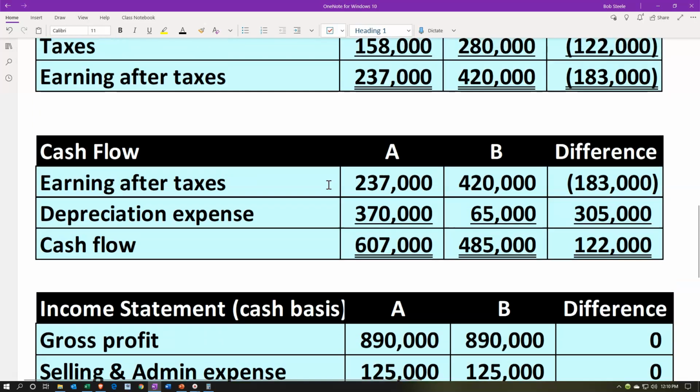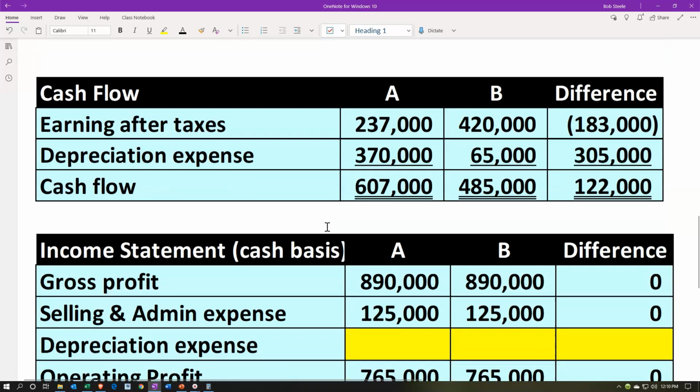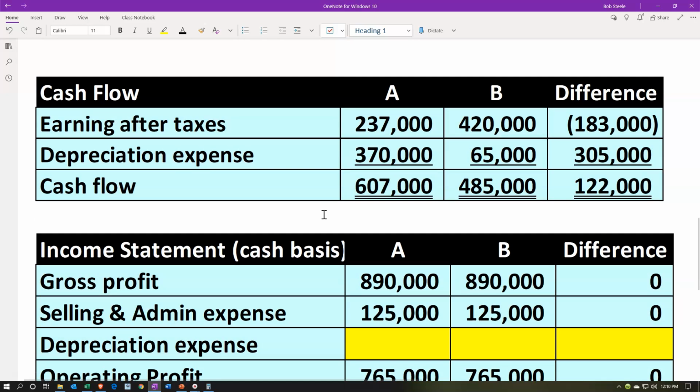For that reason, most people, and companies, will focus in on the indirect method, doing this reconciliation type of process when thinking about the statement of cash flow. So that's what we would focus in on. That's what you have to get familiar with.